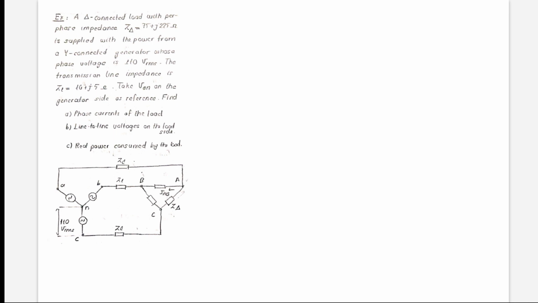First of all, this per phase circuit is very important. Since this is given in delta form, we need to convert it to the Y form. In order to do that, we need to write the per phase circuit.